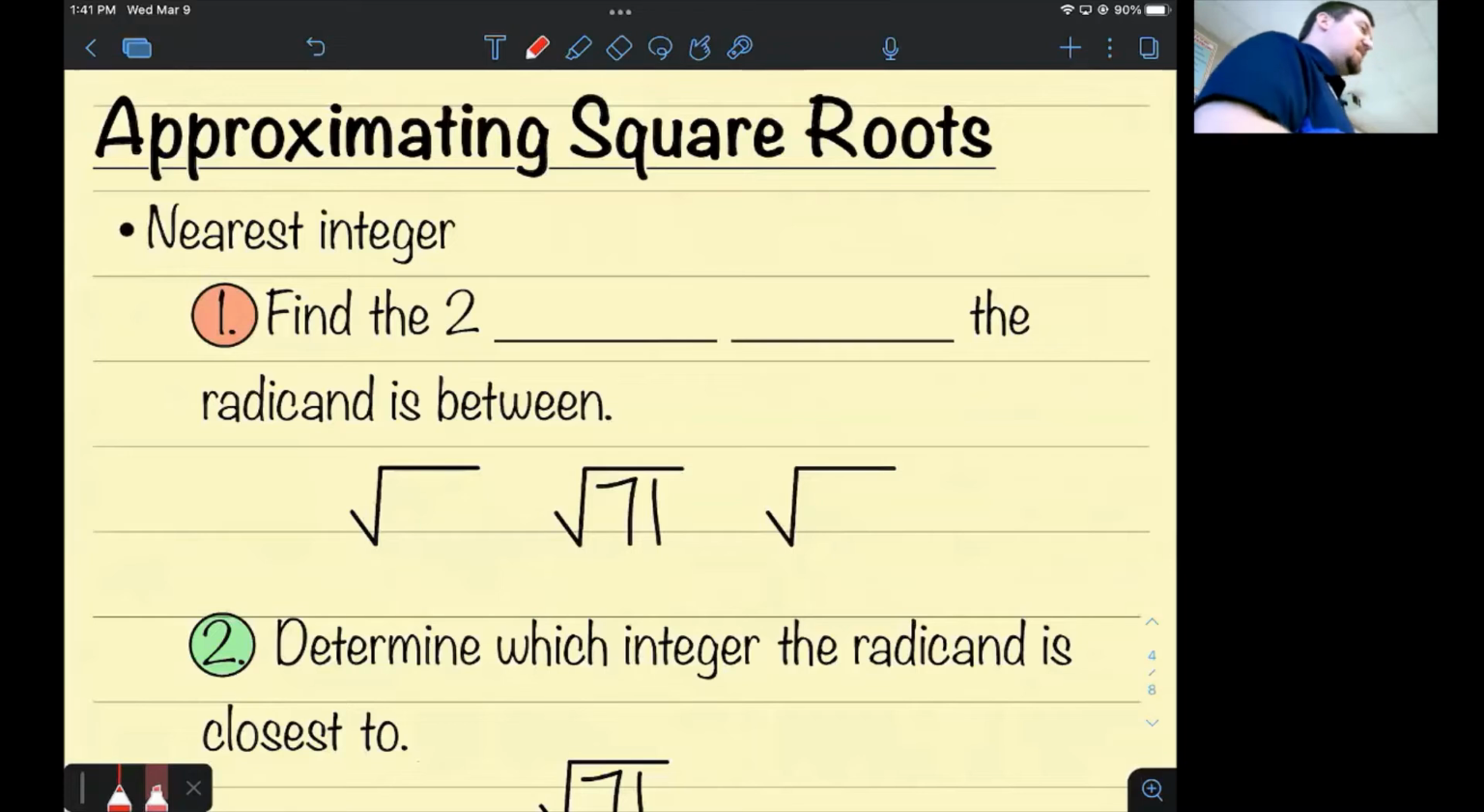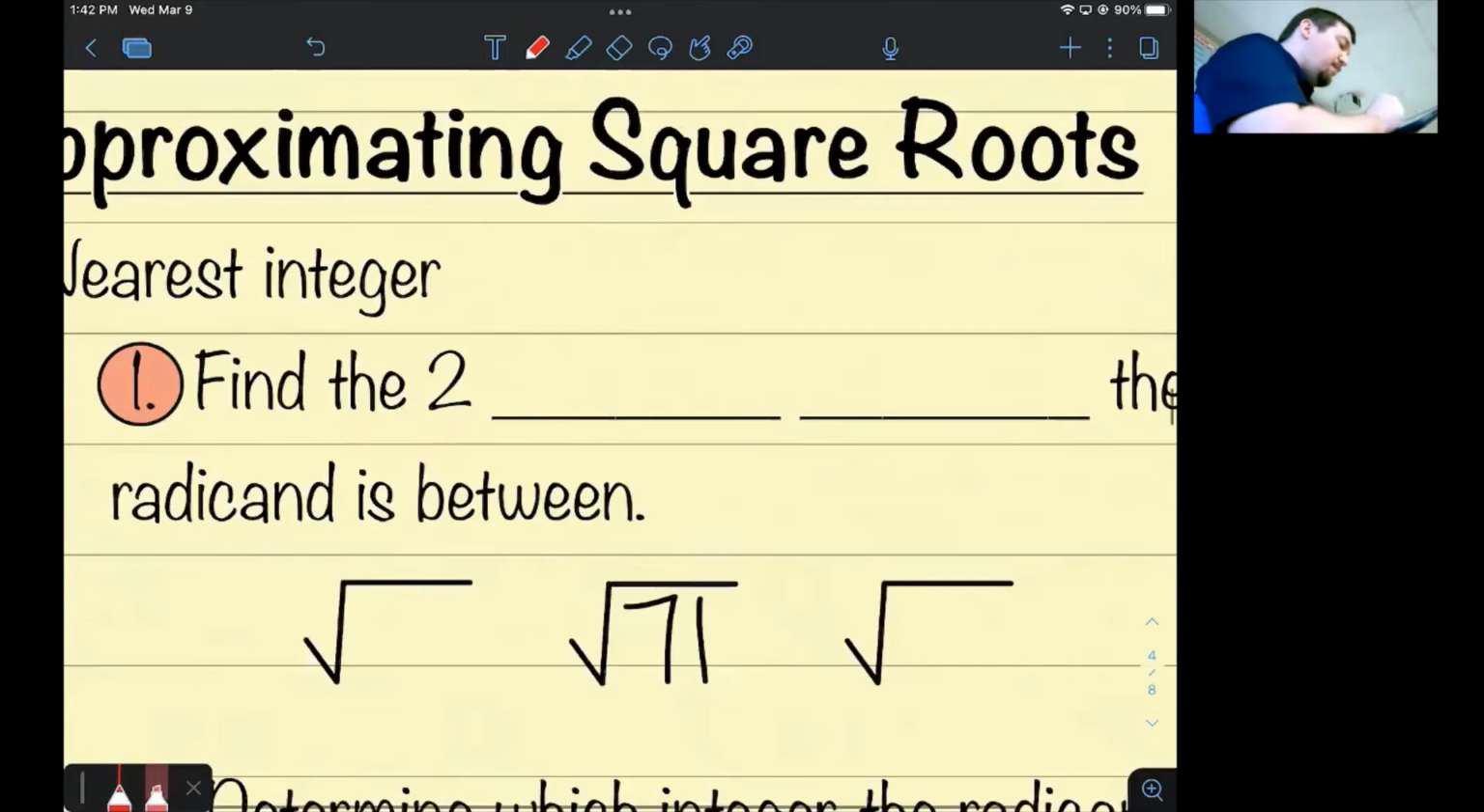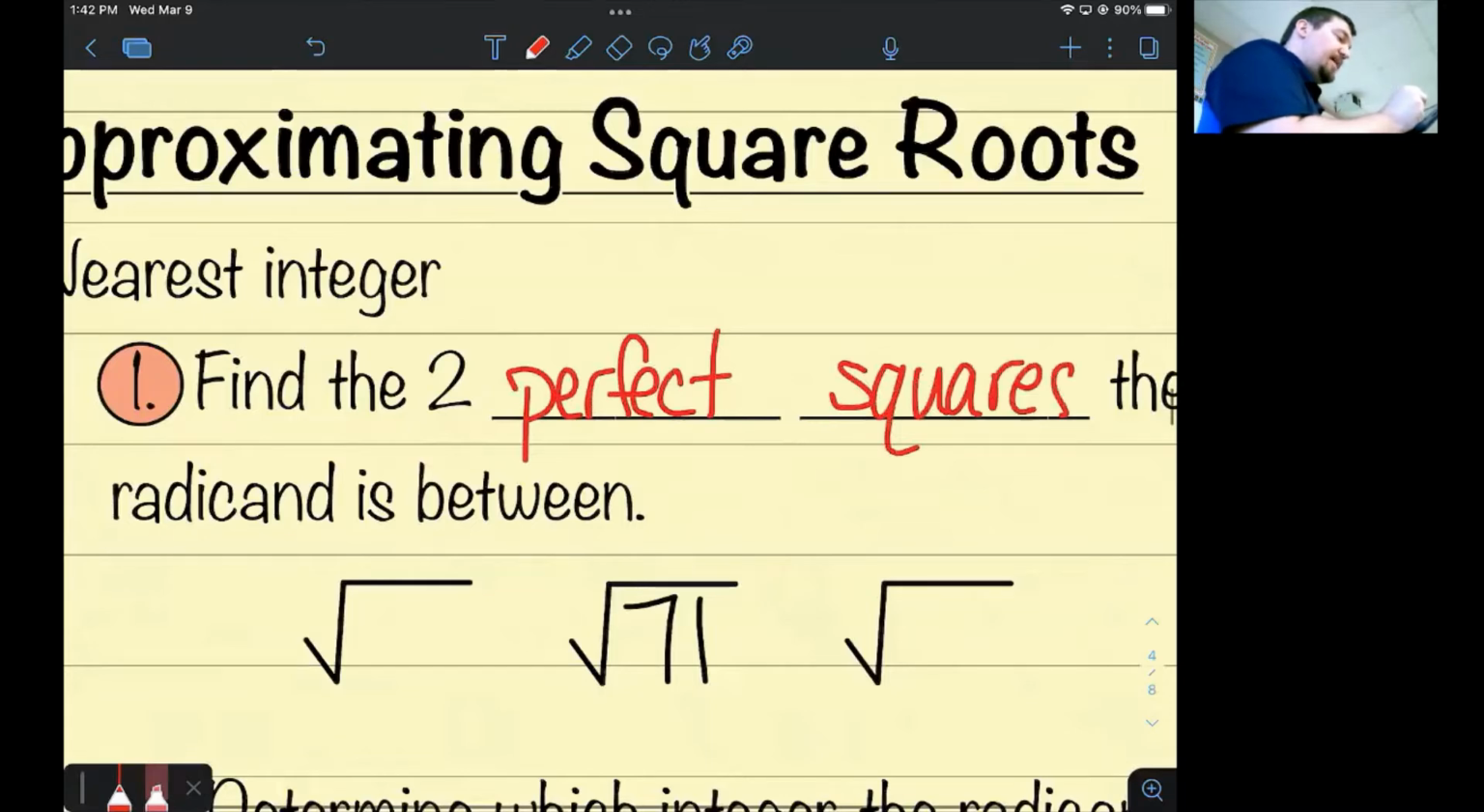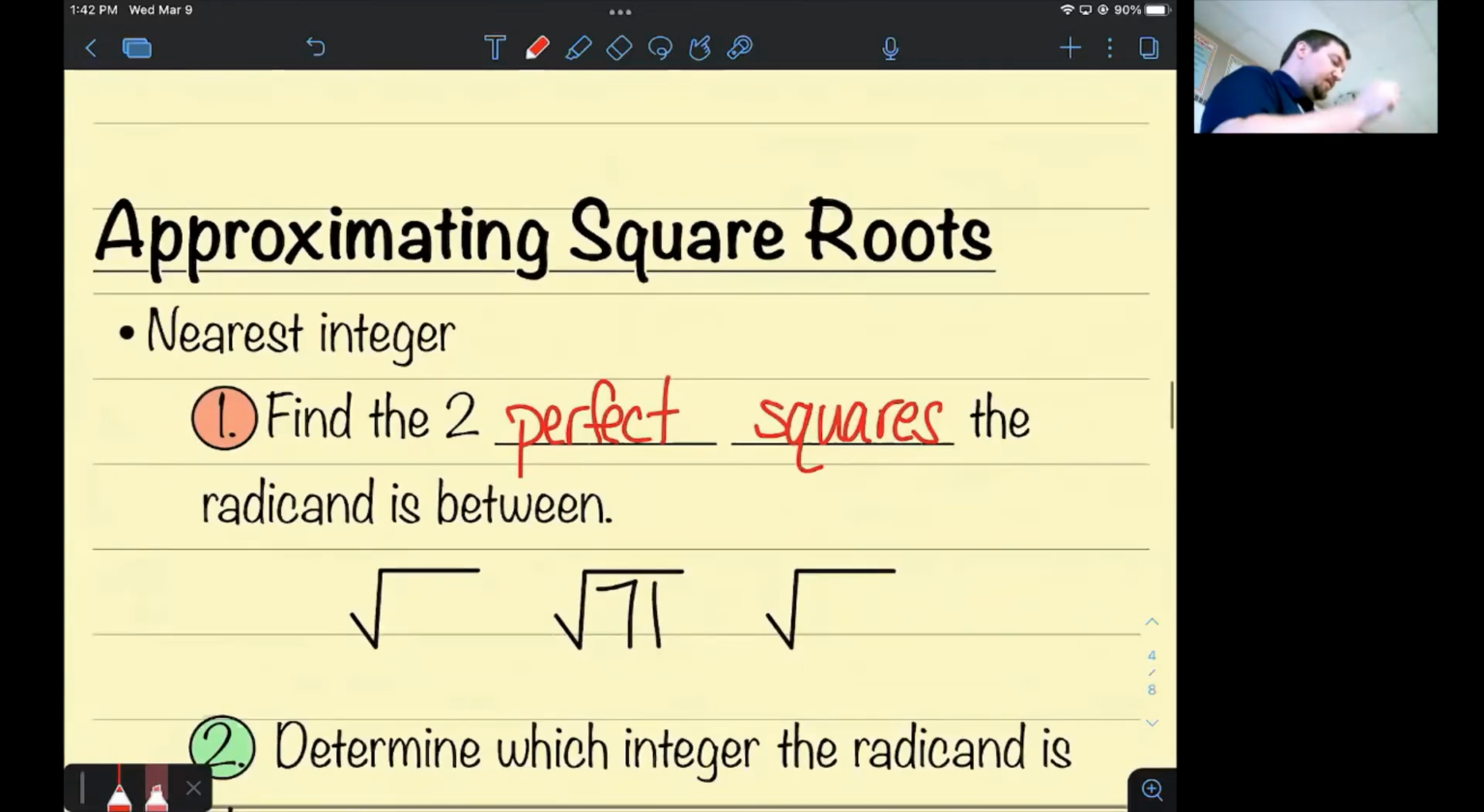Okay, well, let me give you a quick example how to do this, and then I can review it again tomorrow. Approximating square roots to the nearest integer. How do I do that? Well, you got to know your perfect squares. Find the two perfect squares. Now, by the way, I'm asking you to do this without a calculator. Like, I'm asking you to approximate it without a calculator. Like, I'm not asking you to type it in and then tell me what integer it's closest to. Anyone could do that with half a brain, maybe a fourth of a brain.